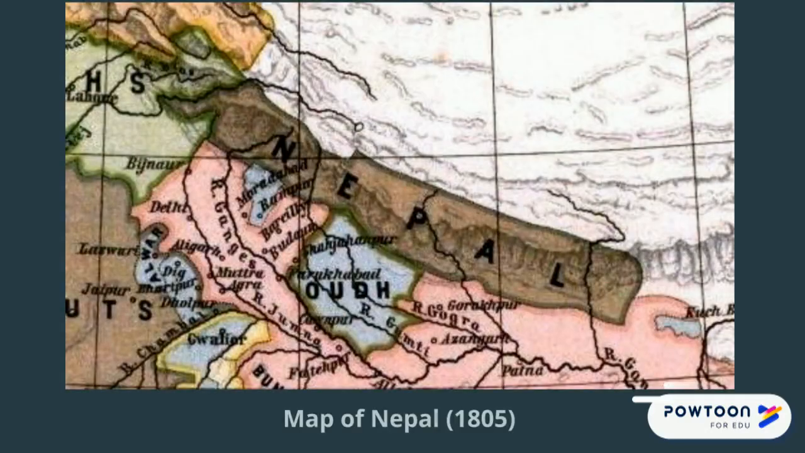By 1805, the Kingdom of Nepal had expanded even more, and at its geographical peak, Nepal was a much bigger country than it is today, and some parts of India today were a part of Nepal.